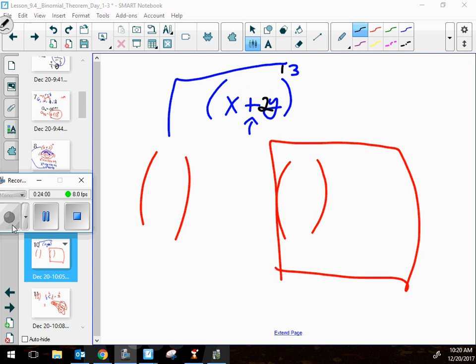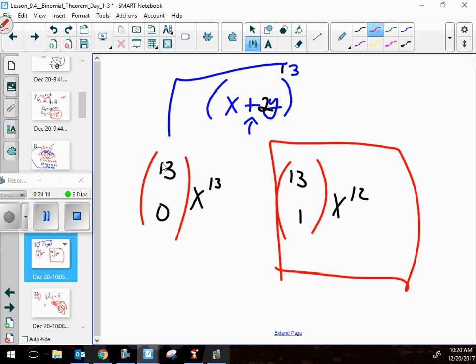Okay, should have started with 13 choose 0, then 13 choose 1. Okay, that didn't change much. How about the x? That didn't really change. X to the 13, x to the 12. How about the y? That definitely changed. What do you think I put right here? 2y to the 0, 2y to the what? 1. Does that make sense to you? All I did is stick in a 2 right next to the y, and then I had to put it to the same powers as I was going to before.